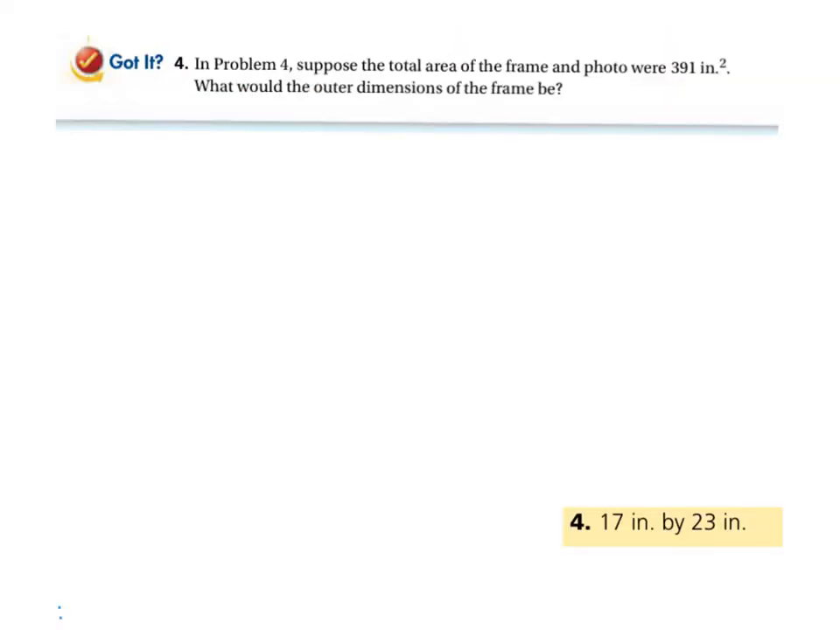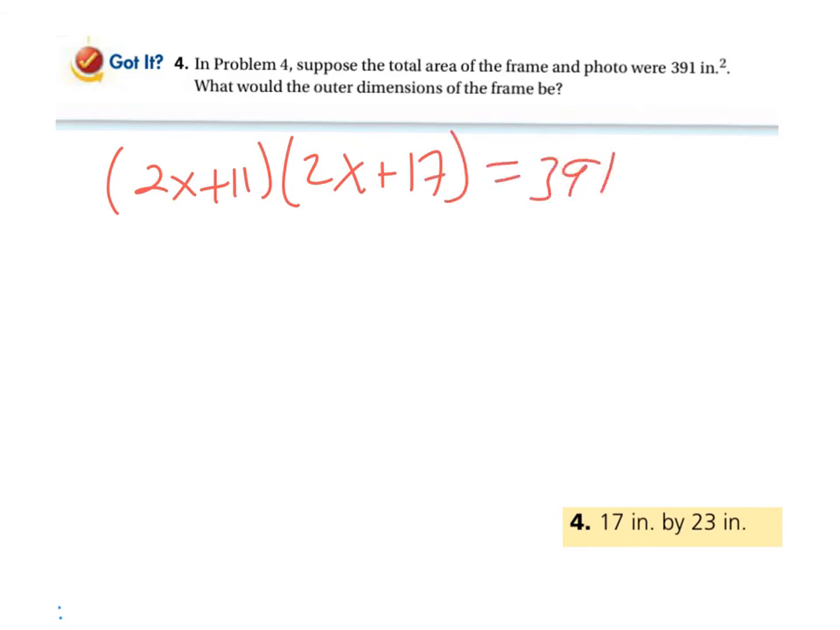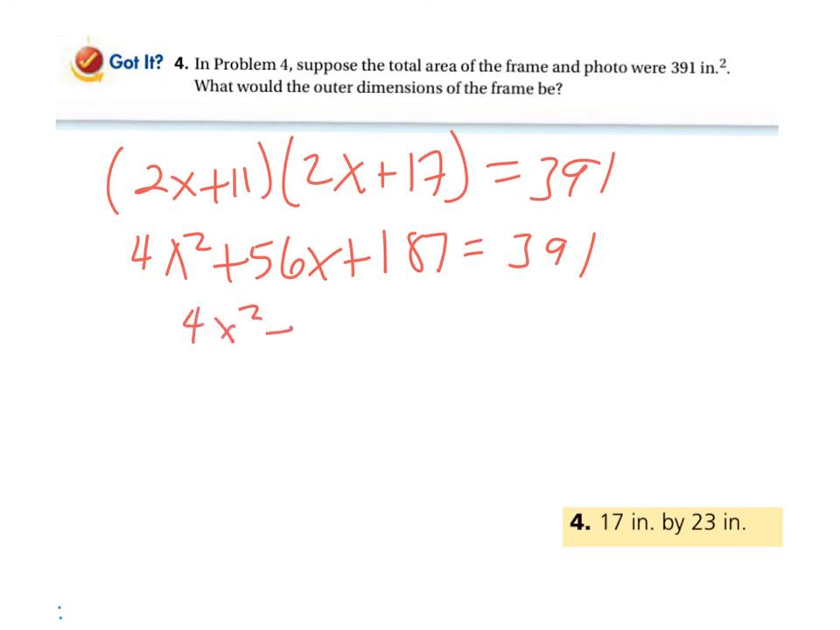All right, on this last one, very similar problem to the previous. Suppose this time, though, the area were 391. So it's going to start out very much the same. We're going to have that 2x plus 11 and 2x plus 17. This time, though, it's going to equal 391. Go ahead and multiply that all the way out. So FOIL it out. 4x squared plus 56x plus 187 equals 391. Subtract our 391 so we can get into standard form. 4x squared plus 56x minus 204 equals 0.